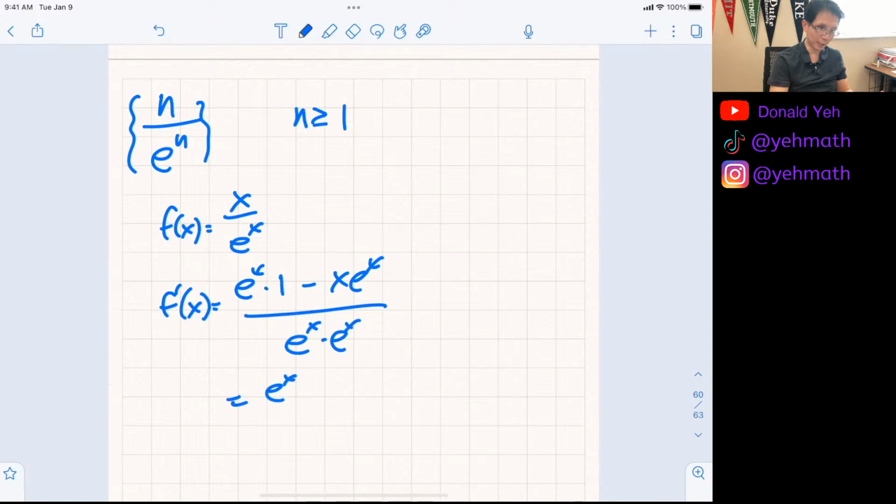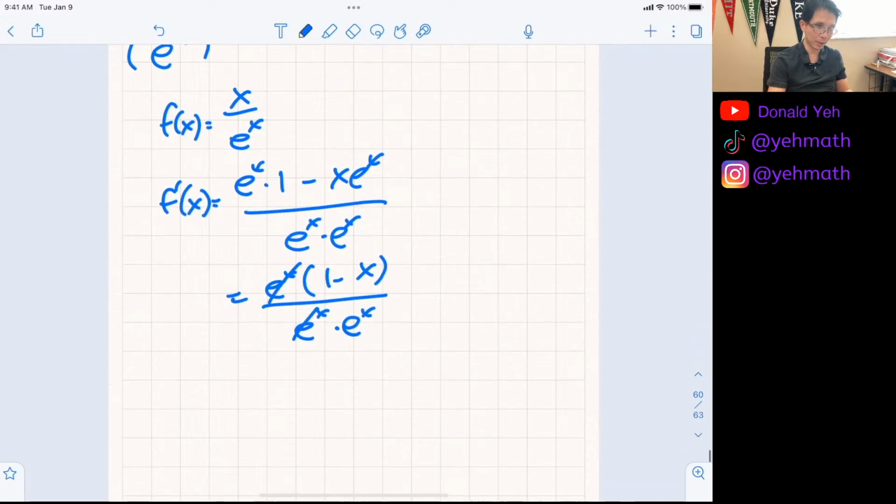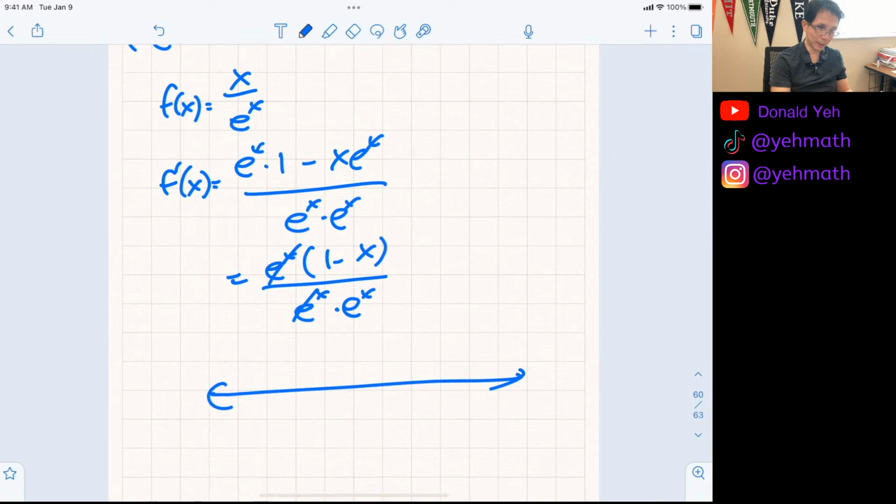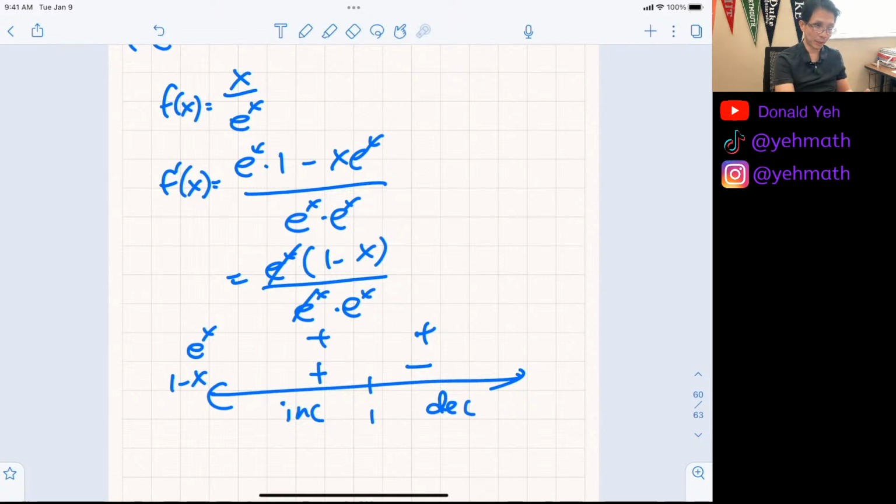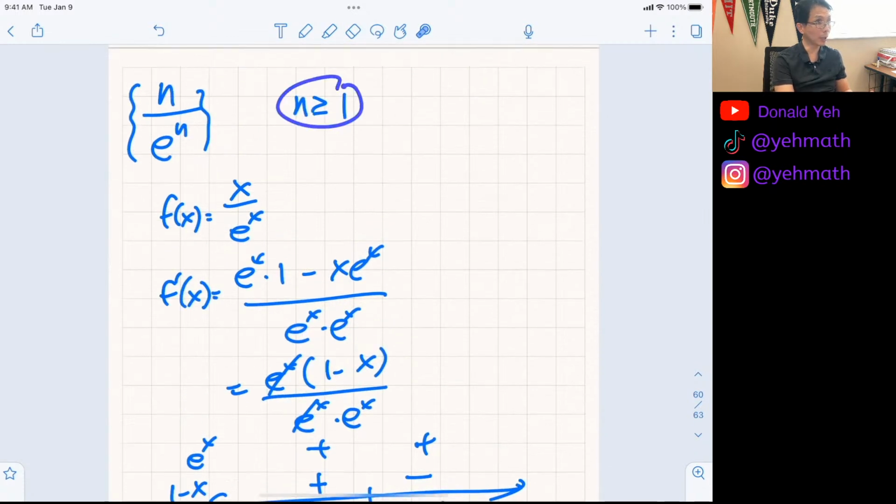So e to the x can factor out 1 minus x over e to the x times e to the x. And Will asked a good question earlier. He said if I did a number line test on e to the x times 1 minus x at 1, this is positive because anything I plug in is positive. If I plug in something smaller, I'm going to get negative. So this is going to be increasing, decreasing. You say that's not monotonic, but it's not true because I only care from 1 and up. Because remember, n is always greater than or equal to 1, and that's how sequences work. Sequences work on the first term. You're not going to get a negative 1 term or a 0 term. At a minimum, you start at the first term.